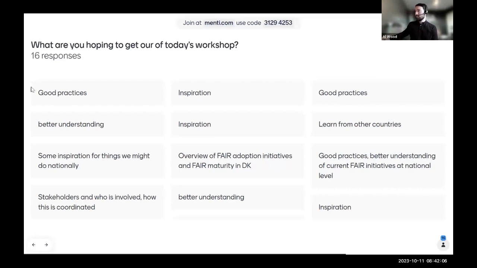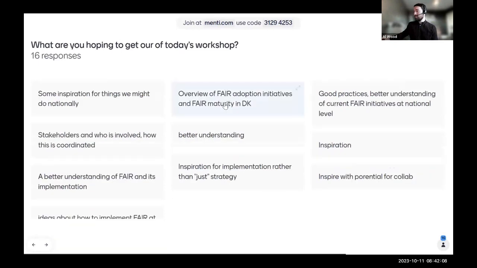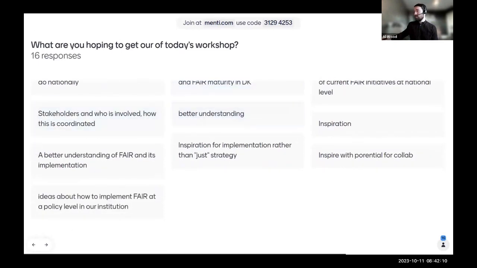And we've got a couple more. Inspire with potential for collaboration as well. Ideas about how to implement FAIR at a policy level in our institution. Feedback, okay, and inspiration again, of course. Yeah, I think it's important that we're able to inspire others, and I think collaboration is an excellent word to use for the work that we have ongoing at FAIR Impact as a project as well.